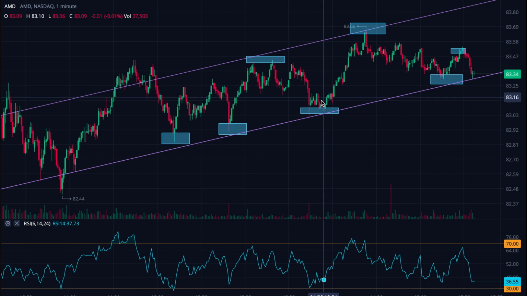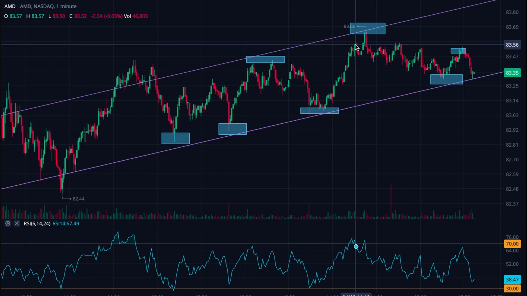Be careful of doing that too. When you already catch a really good run, don't get so greedy that you're like, well, I'm going to wait till it gets to the top of the channel, because this is very close to the top of the channel. It's already overbought. And so this might be a good time to say, I'm going to stick to my plan and I'm going to sell out here and take my profit.